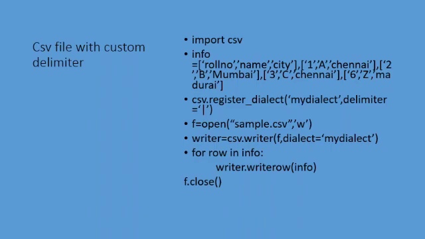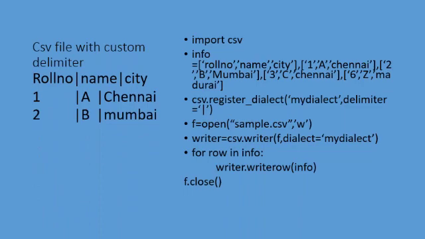Next, for row in info, I am going to write the data one by one. So next, writer.writerow of what is the data? info. writer.writerow of info. One by one the data can be written by the writer. Finally, you can get the entire output in the file. Then f.close. What will the answer be? First row: roll number, name, city. Second row: 1A Chennai, 2B Mumbai, 3C Chennai and 6Z Madurai. It is the first type in today's class, custom delimiter. In the dialect, I am adding delimiter equal to pipe symbol. That's all. So this is the first type over.